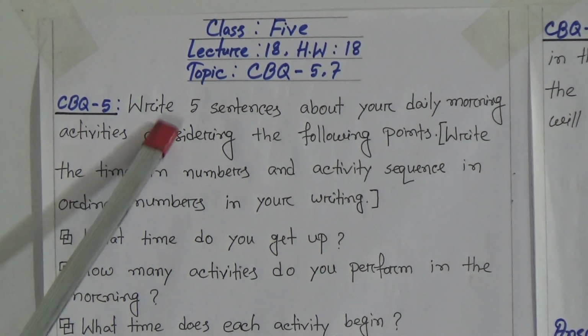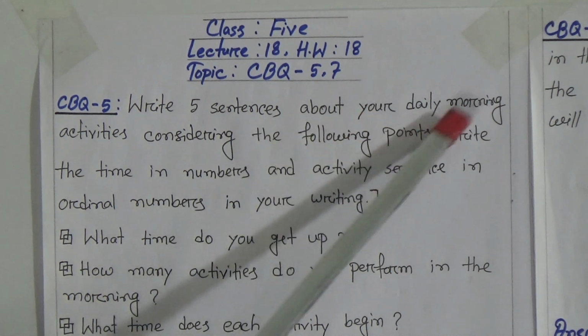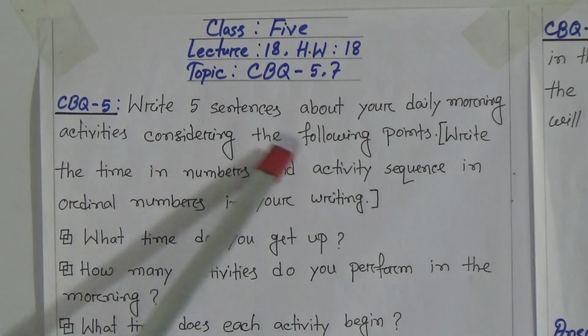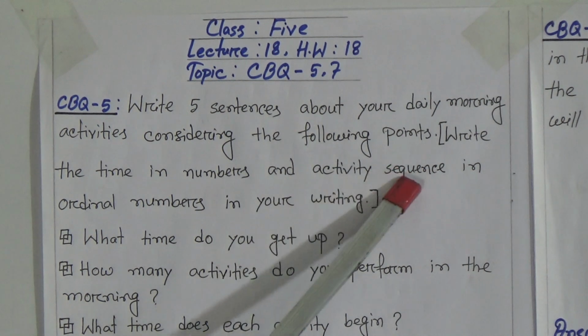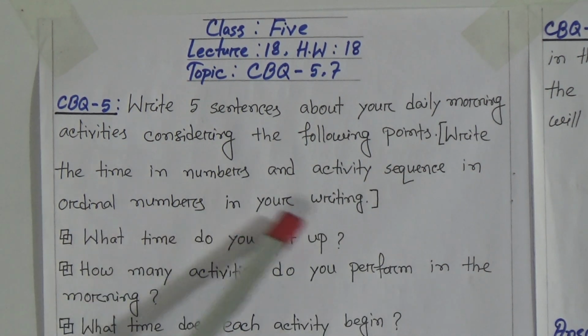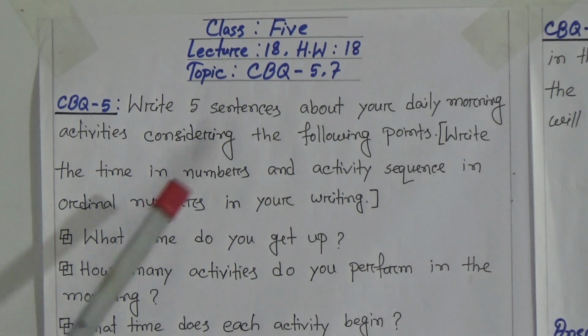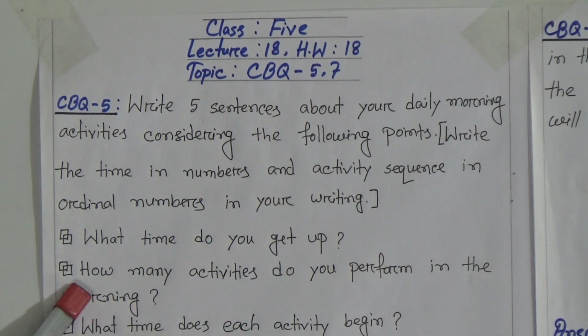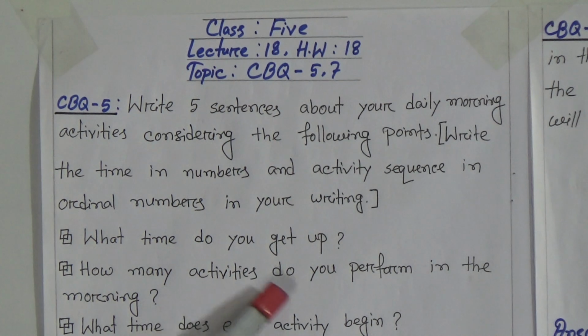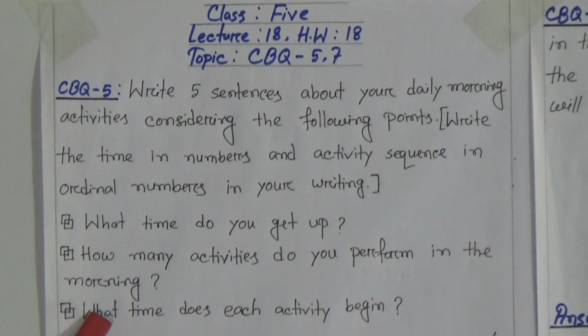CBQ 5. Write 5 sentences about your daily morning activities considering the following points. Write the time in numbers and activity sequence in ordinal numbers in your writing. The points are: what time do you get up? Second, how many activities do you perform in the morning? And the last point is, what time does each activity begin? You have to write your answer following these 3 points.